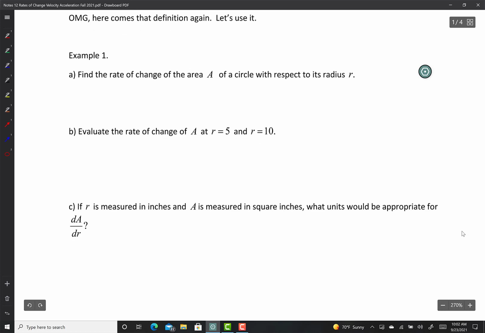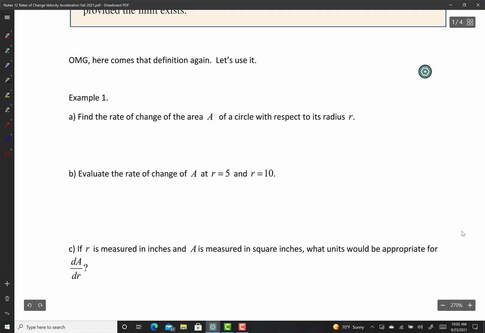So look at example 1. It says find the rate of change of area of a circle with respect to its radius r. First and foremost, are area and radius related? Yes, they're related by area equals pi r squared. So when it says find the rate of change of area with respect to radius r, this is algebra. We're not doing calculus yet. That means they want a change of area over a change of radius. That's algebra, not calculus.